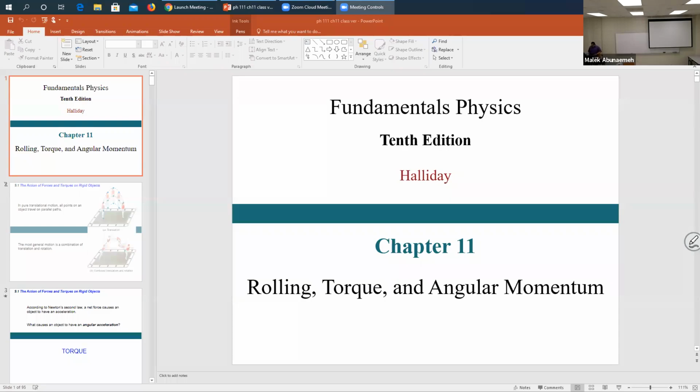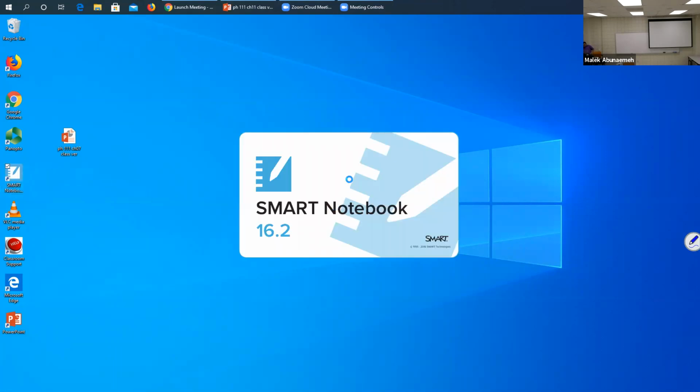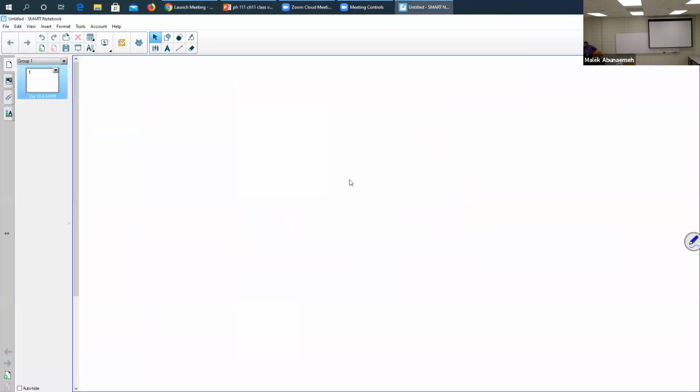All right. So this is going to be Physics 111, Chapter 11, which is going to be rolling, torque, and angular momentum. So let me go ahead and open up a new page right now. So supposedly, let's say I have a ruler.